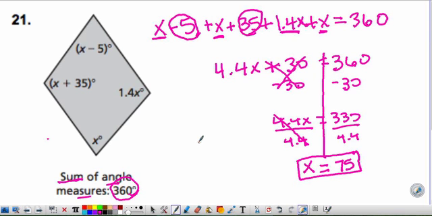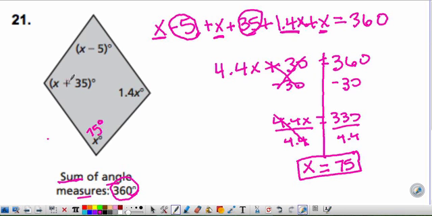Now, that's just part of it. We just solved for x. Now they're asking us to find the angle measures. I realized on this paper there's not enough blanks, which was stressing some people out. I would just write the angle measures over here. It would make more sense. If x equals 75, then this x is 75 degrees.